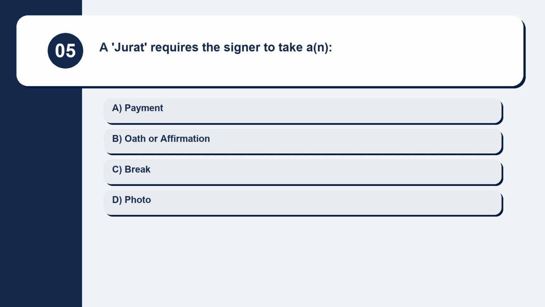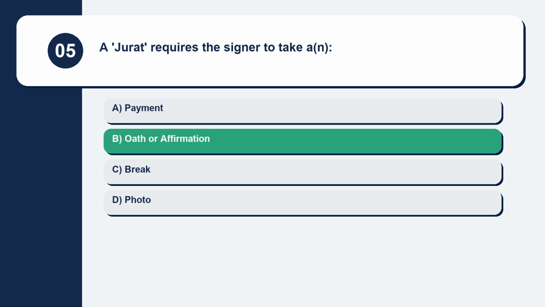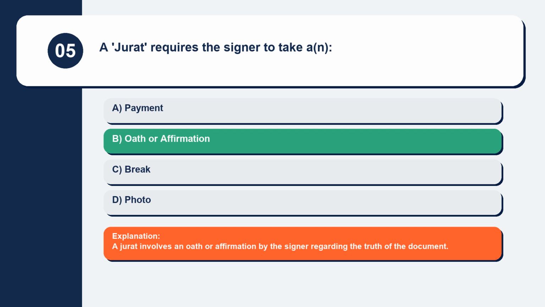Question 5. A jurat requires the signer to take an: payment, oath or affirmation, break, photo. A jurat involves an oath or affirmation by the signer regarding the truth of the document.